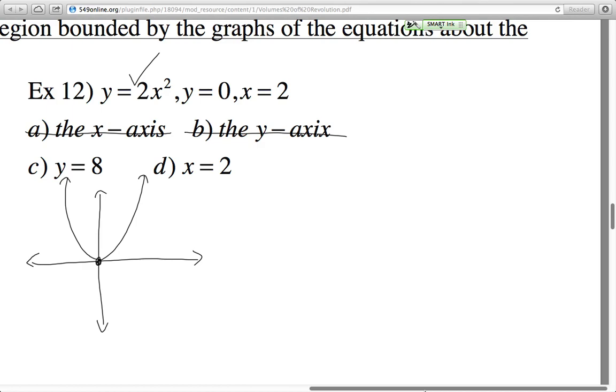What else do we got? We got x equals 2 and y equals 0. So we got the x-axis and the vertical line x equals 2. Okay, starting to narrow it down a little bit. Does everybody see the region? It's that triangular shape. Remember, it's the graph, it's the x-axis, and then it's x equals 2. So it's this stuff.